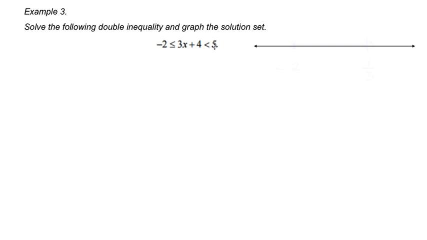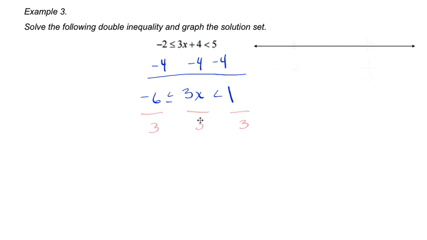And your first step, if you were to cover one inequality up, your first step in solving would be to subtract 4. So that's what we're going to do on all three parts of this. We'll subtract 4 on the left, the middle, and the right. And then we're going to write what's left. And now if we want to solve for x, we need to divide by 3. And doing that to all three sides, we end up with a solution set that looks like this. And this says x is greater than or equal to -2 and less than 1/3.